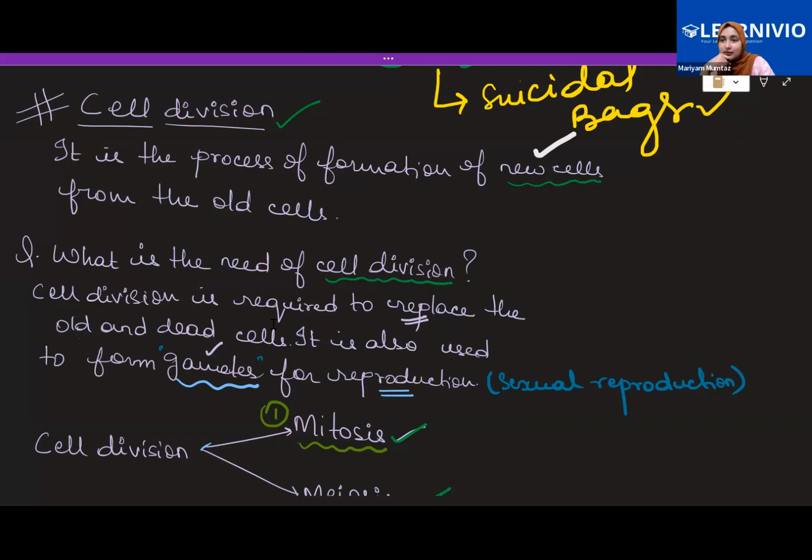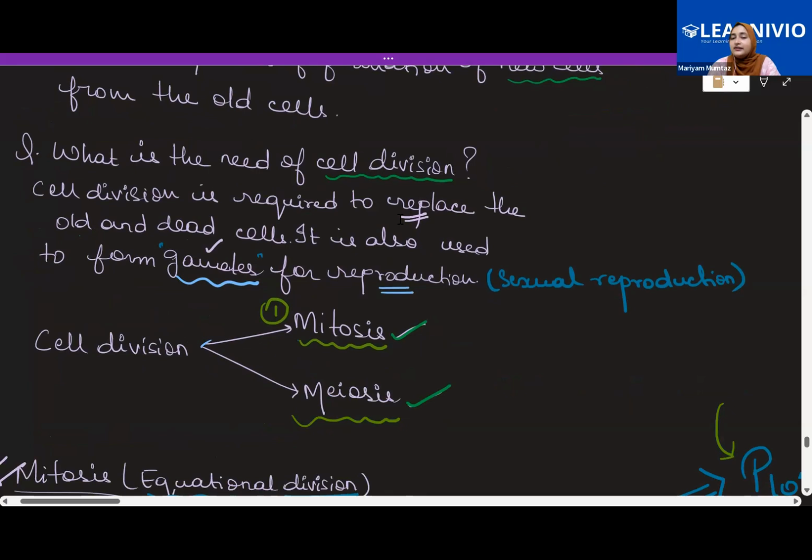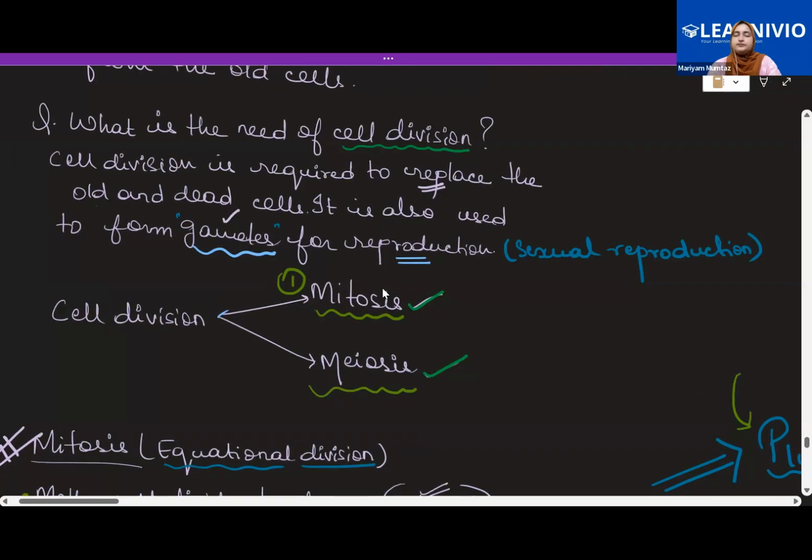But why do we need this? Why does it happen in our body? Cell division is very important so that whichever cells have died or become old can be replaced with new cells. It is used to form the gametes which are required during the reproduction process. That is why cell division is very, very important so that we always have new cells present. Clear? Yes, ma'am. Cell division is of two types, mitosis and meiosis. Okay, the two types of cell division are mitosis and meiosis.